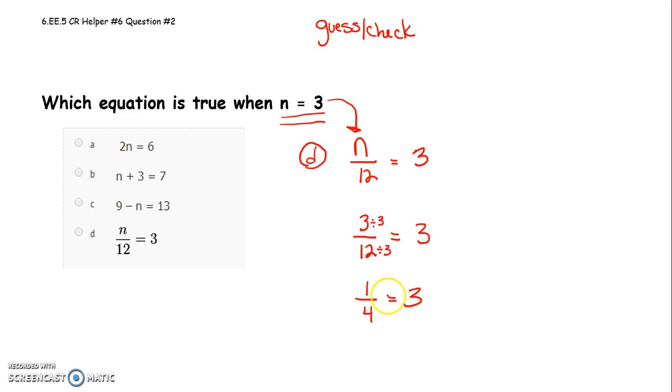I haven't eaten 3 whole pizzas. This is not a true statement. This is false. 1/4 is not the same as 3. All right, I guessed it was letter D. I checked it. It didn't work. So I'm like, oh, maybe it's letter C.